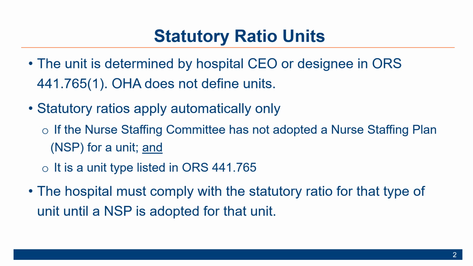HB 3294 created a specific situation in which the statutory RN to patient ratios are automatically applied. The statutory ratios apply only if the nurse staffing committee has not adopted a nurse staffing plan for a particular unit, and that unit is a unit type listed in ORS 441.765. The requirement to comply with the statutory RN to patient ratio remains until the nurse staffing committee adopts a plan for that unit, either through a vote or through binding arbitration.